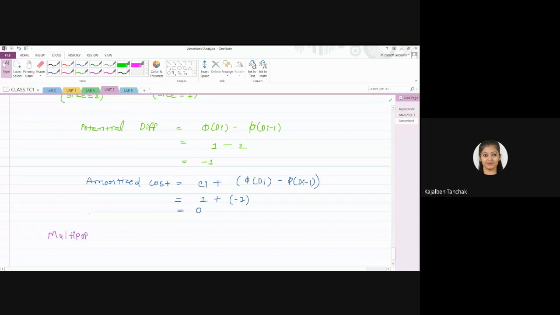Previously we defined that for the multi-pop, the cost will depend on the minimum of the size of the stack or the number of elements we are popping from the stack. So let me take one stack. We have the elements 3, 1, 4, right? At time t0 we have this many elements. The size of the stack is 3.